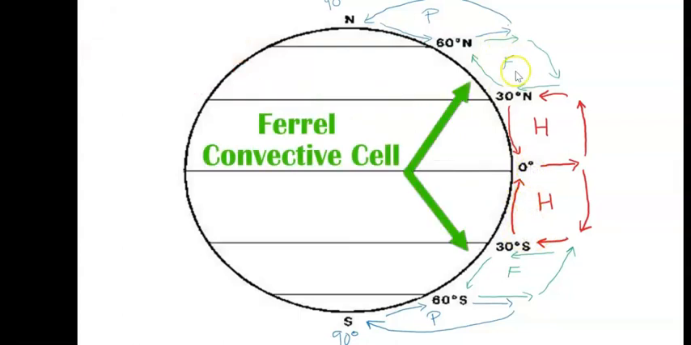Then you've got the Ferrel cell in green, which is parallel next to the Hadley cell system or cell movement. The Ferrel cell is rising at 60, coming back to 30, sinking at 30, and there's a surface wave again along the surface between 30 and 60 degrees north and south of the equator.